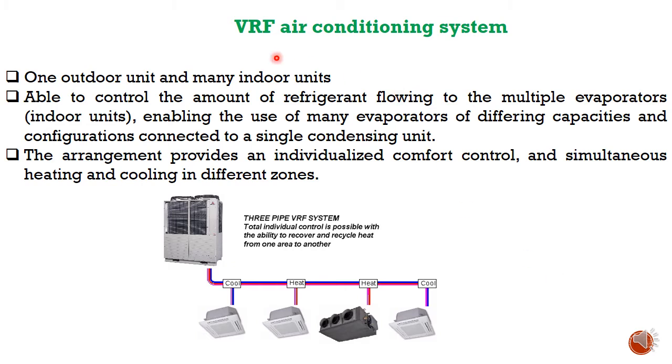Right, the last example is not the last, this is not all, but for the fourth system, the variable refrigerant flow air conditioning system. VRF actually has only one outdoor unit which serves many indoor units, and it is able to control the amount of refrigerant flowing to the multiple evaporators or indoor units with different loads, which means the rate of refrigerant that is flowing to every evaporator is different.